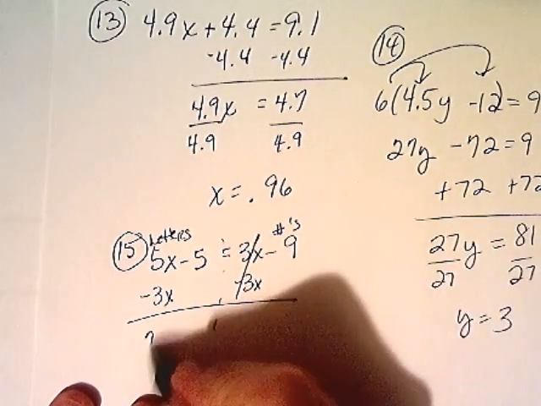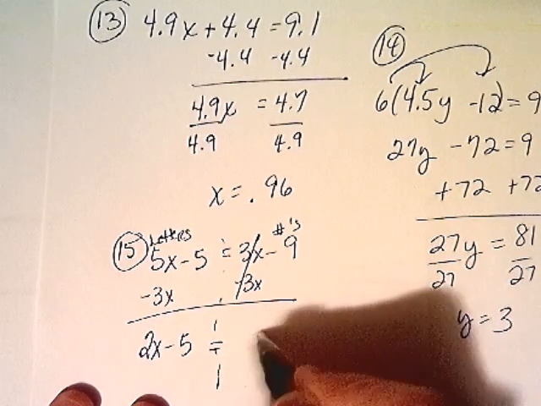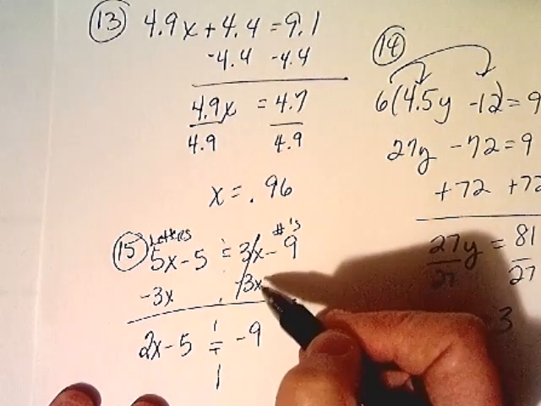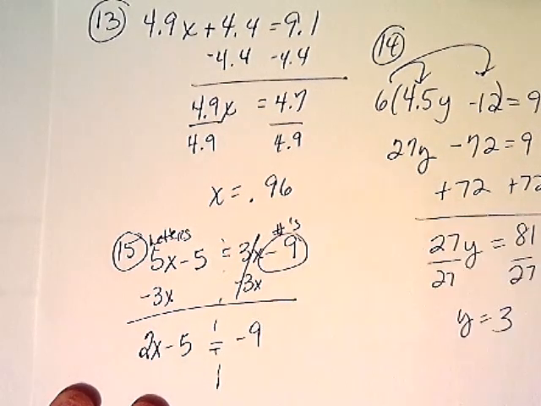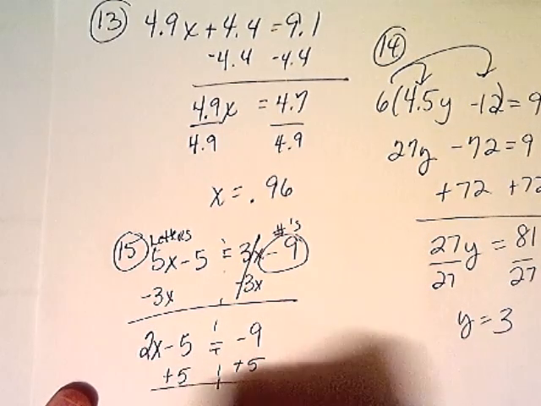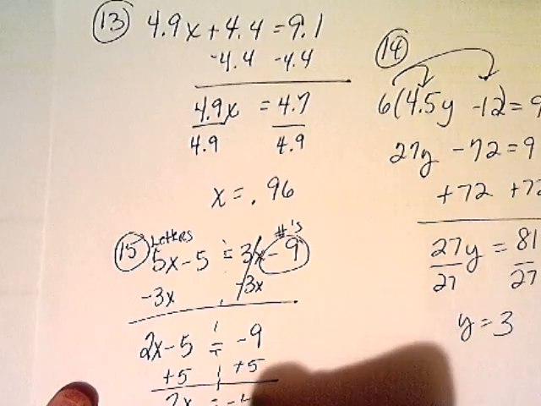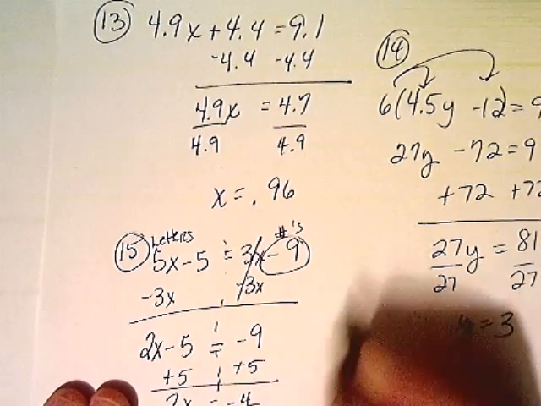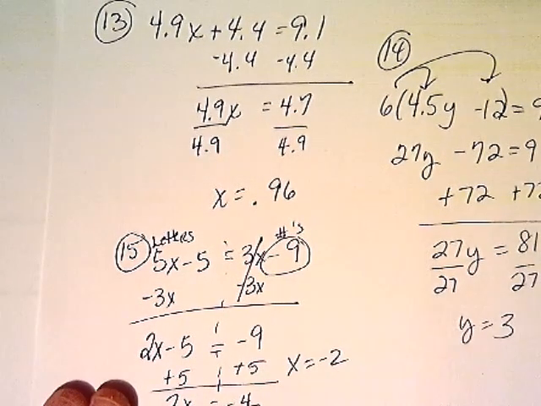That's going to cancel. 2x minus 5 is negative 9. When you get these canceled, that negative stays with that number. Add the 5. 2x is negative 4. Divide by 2. X is negative 2.